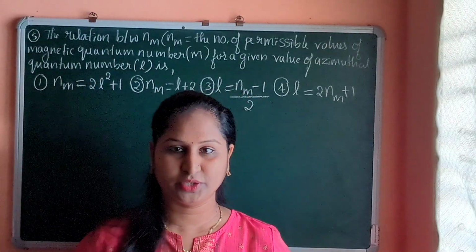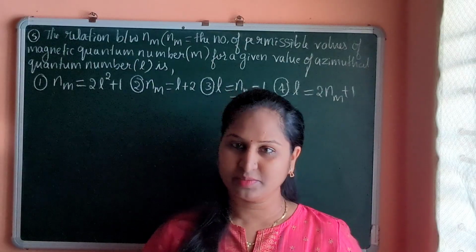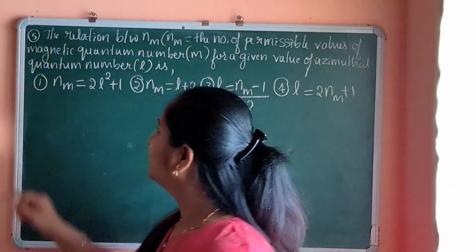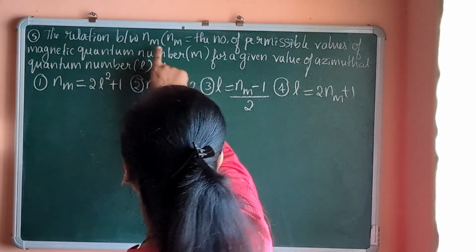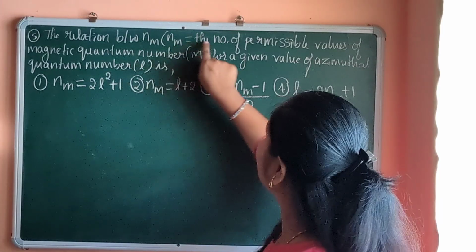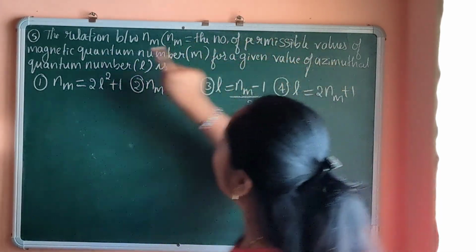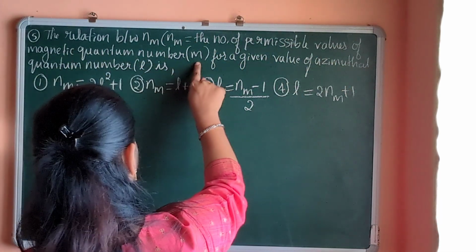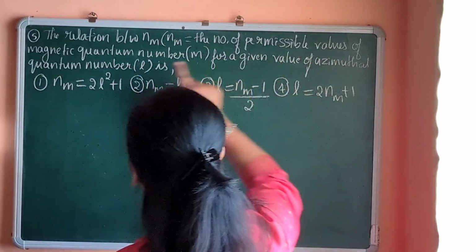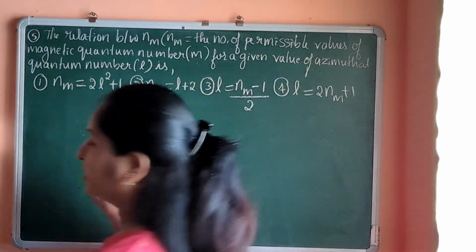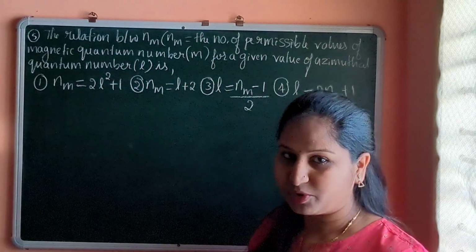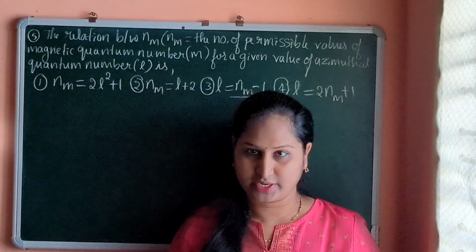This question is from NEET 2023. This is a very simple question. Let me read out the question. The relation between Nm, that is, Nm is nothing but the number of permissible values of magnetic quantum number m for a given value of azimuthal quantum number L is. So, we are asking for a formula for the number of permissible magnetic quantum numbers.